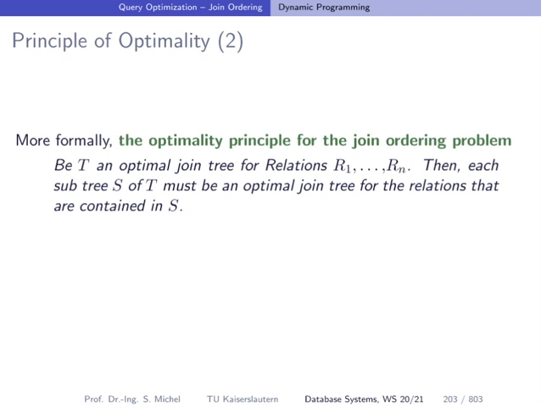So more formally, the optimality principle for this join ordering problem says the following. If we have T, and we know T is the optimal join tree, or an optimal join tree if there are multiple with the same cost, but let's assume it's just one optimal one, so T is optimal. That means there's no cheaper solution to joining relations R1 to Rn.